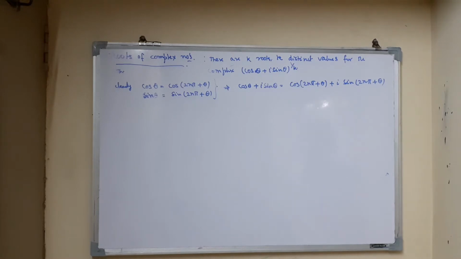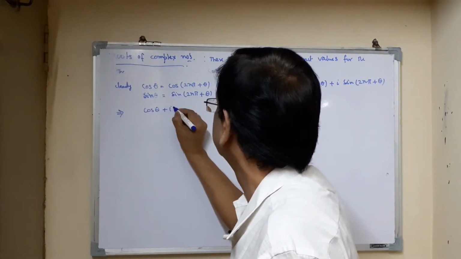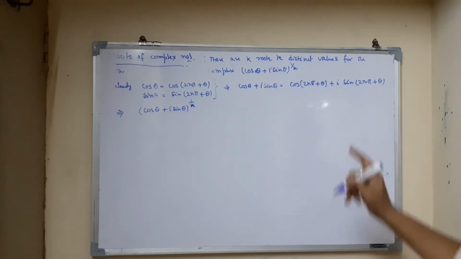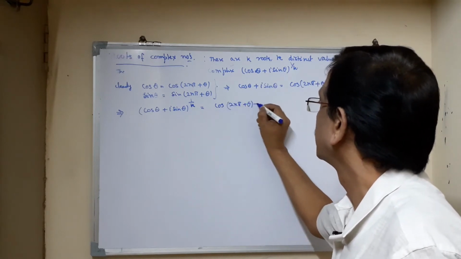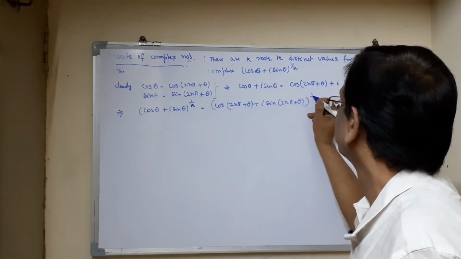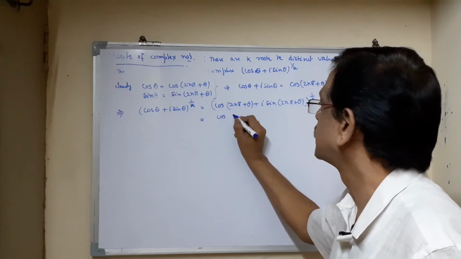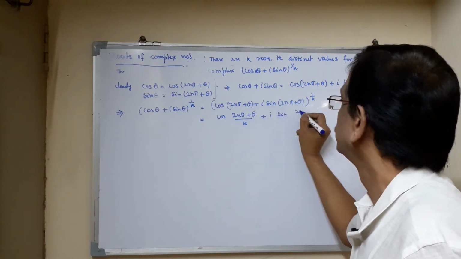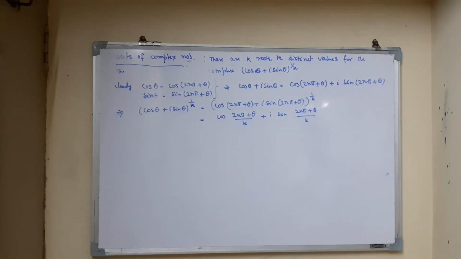Now I want to apply De Moivre's theorem. So this implies further, I am taking cos theta plus i sin theta power 1 by k. So I have to apply this. This is equal to cos of 2n pi plus theta plus i sin of 2n pi plus theta, whole power 1 by k. Now apply De Moivre's theorem. If you apply De Moivre's theorem, this is cos of (2n pi plus theta) by k plus i sin of (2n pi plus theta) by k.